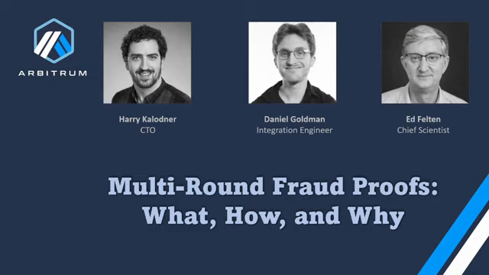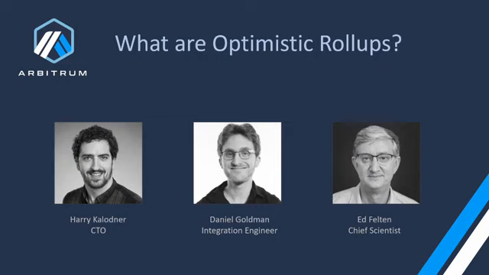So first things first. If you're at all familiar with optimistic rollup, which you probably are if you're here, the thing that you probably know is that the basic idea is that instead of doing all this work, we have some transactions that are taking place on layer 2.